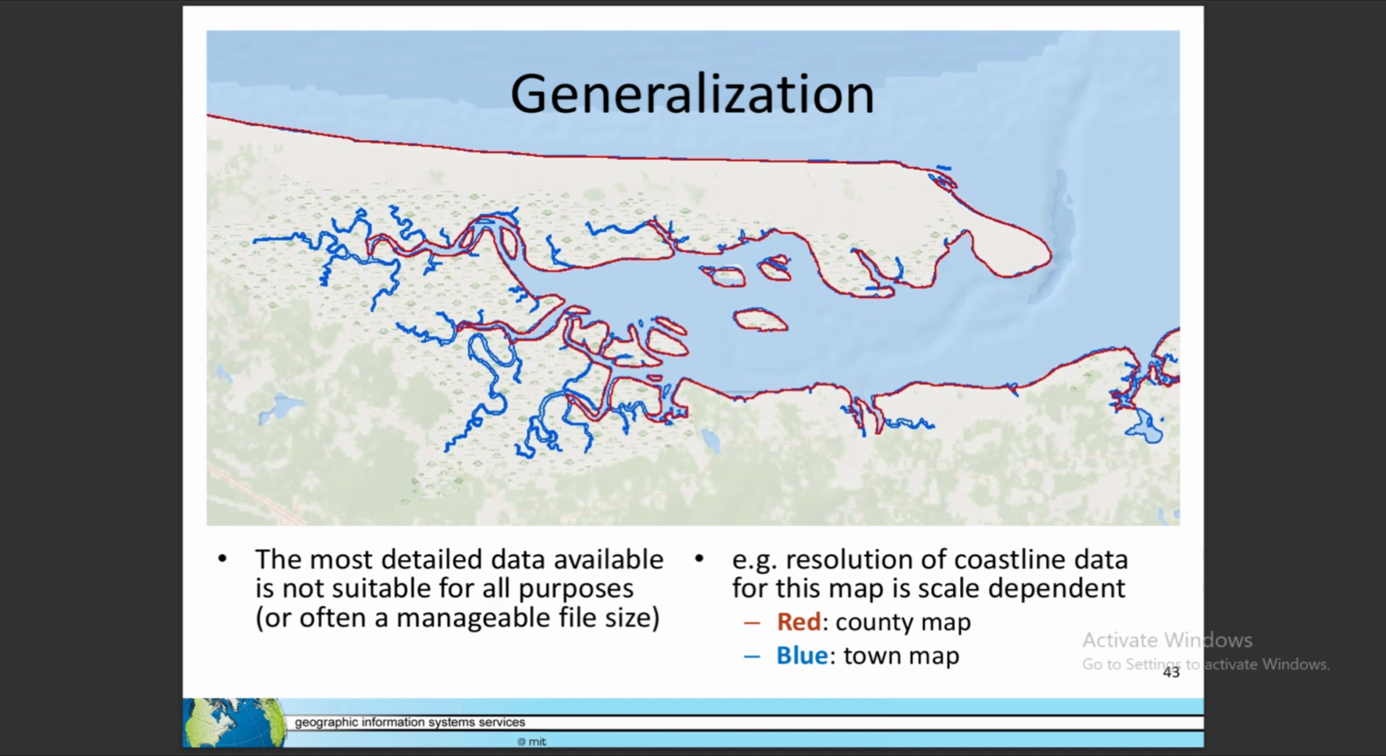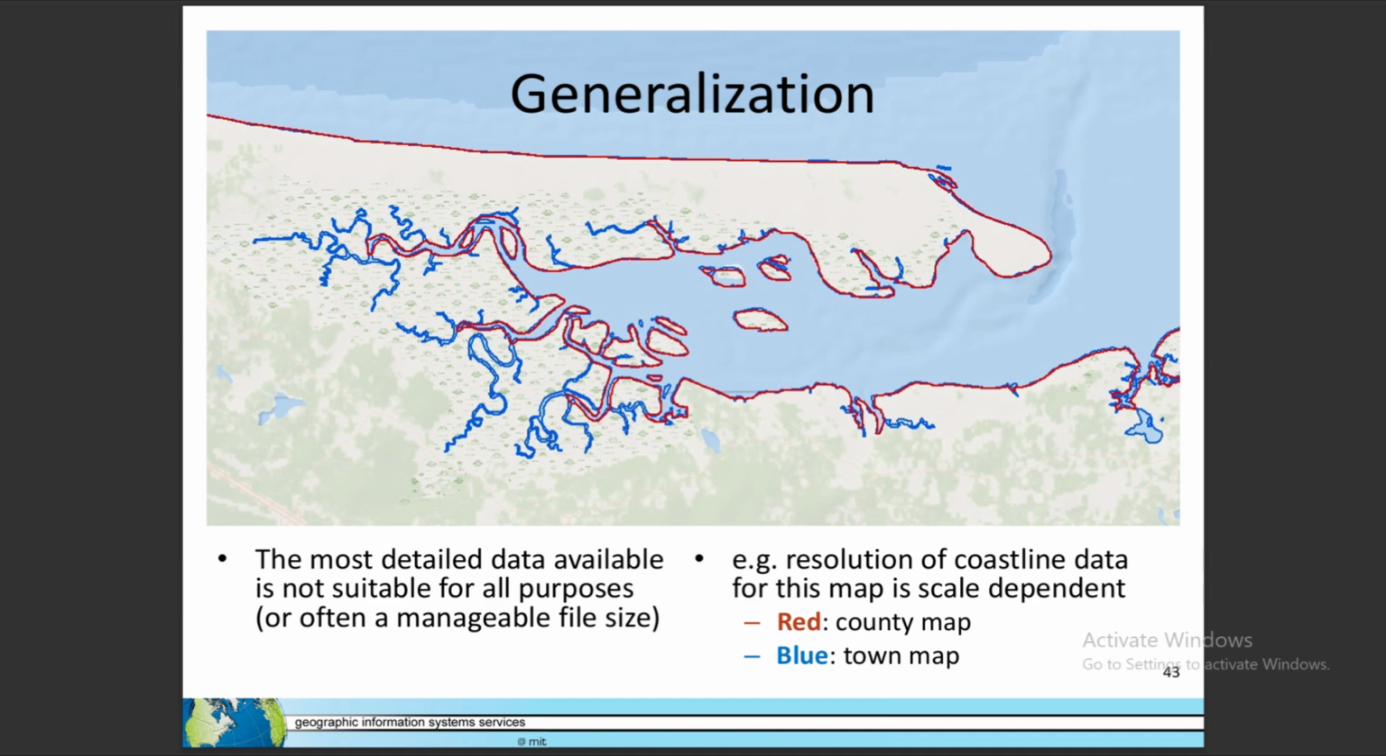Look at this map. You can see two coastline boundaries, one in red and one in blue, representing the same coastline at different levels of detail. Red equals county-level data. Less detailed, smoother curves. Blue equals town-level data. More detailed, following every little inlet and peninsula. Both are correct representations of the coastline. They just operate at different scales.